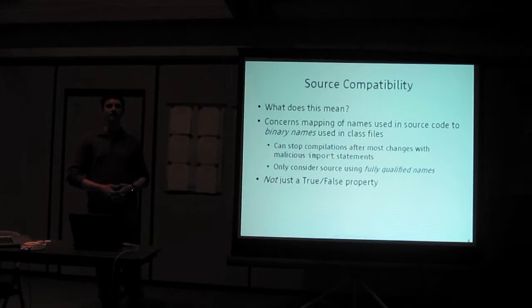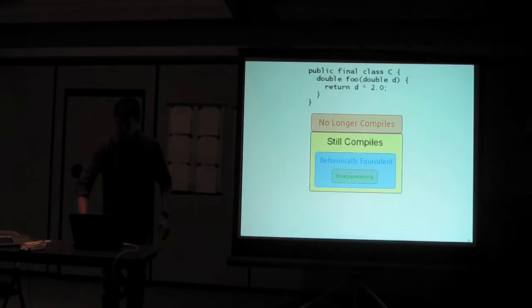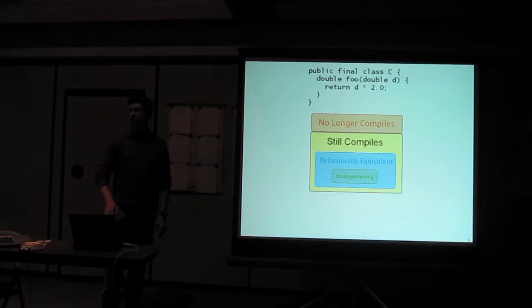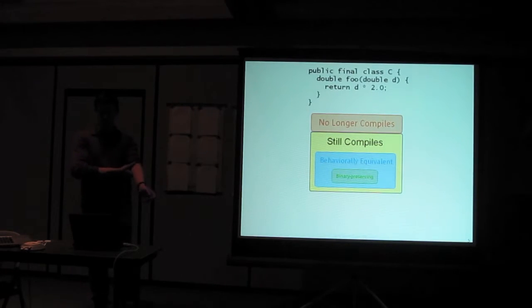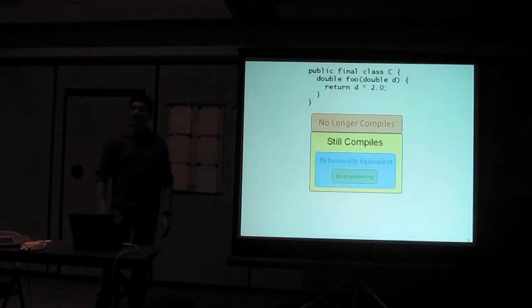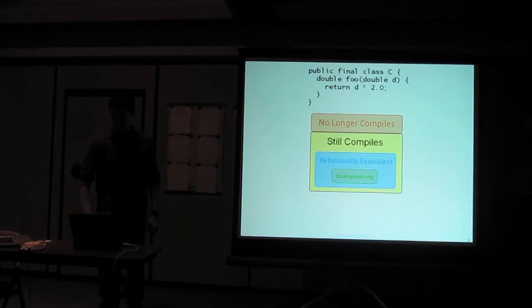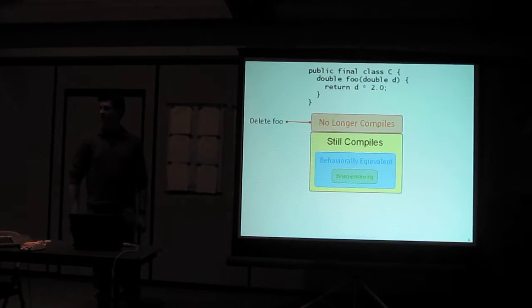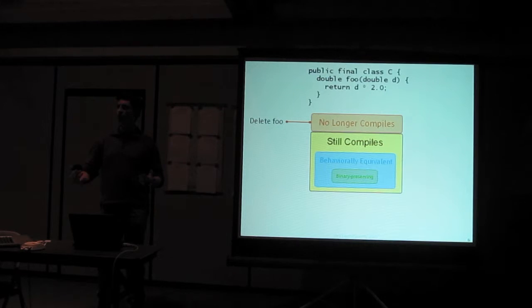So instead, we'll pretend all the names in the Java programs are fully qualified. But even if you do that, you still don't get a true-false property. In some other contexts, people like to use a color-coded threat system, so we can also use that for source compatibility. We take a final class C, and it has a foo method that takes a double. The most severe thing you can do is delete the foo method. Obviously, if you delete foo, that's source incompatible. If your client program used to call the foo method and it's not there, it won't compile anymore.